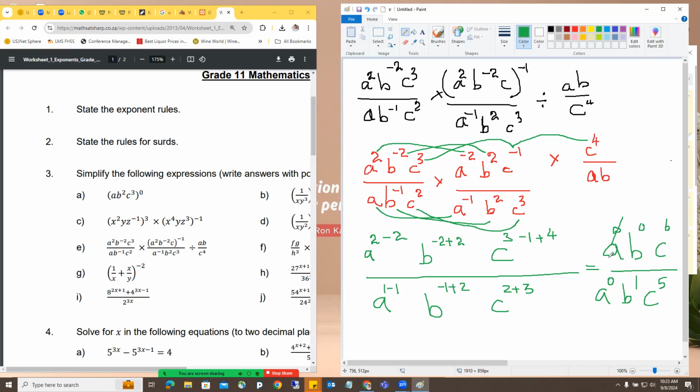Then a to the 0 we can cut off, and the value is also 1, so there's nothing to do. Then b to the 0 means again the value is 1. So the final answer would be c to the power of 6 minus 5, divided by b. That means c over b. Is it clear? Is this the answer you got? No. Check whether my answer is correct.